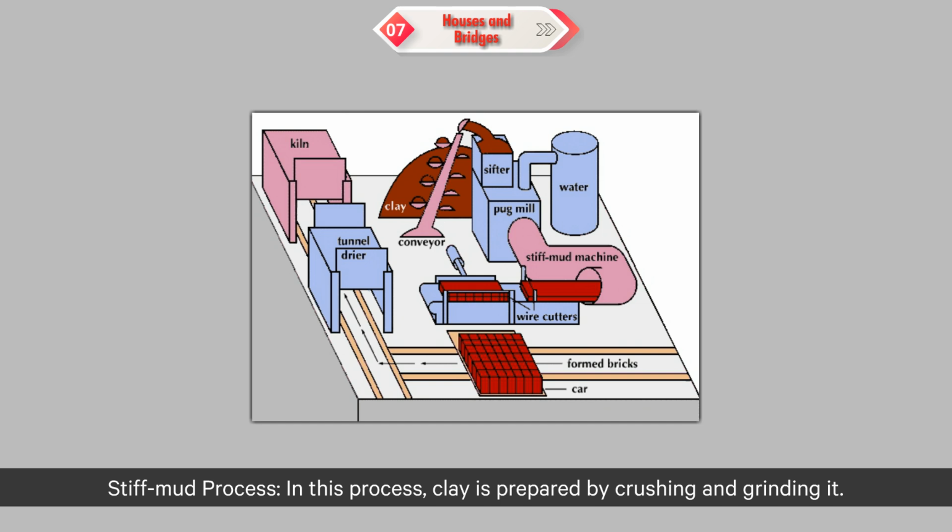Stiff mud process: in this process, clay is prepared by crushing and grinding it. Then the clay is mixed with water to form a stiff dough. The dough is then put inside a brick cutting machine. After the bricks are cut, they are stacked to dry before baking them in a kiln.